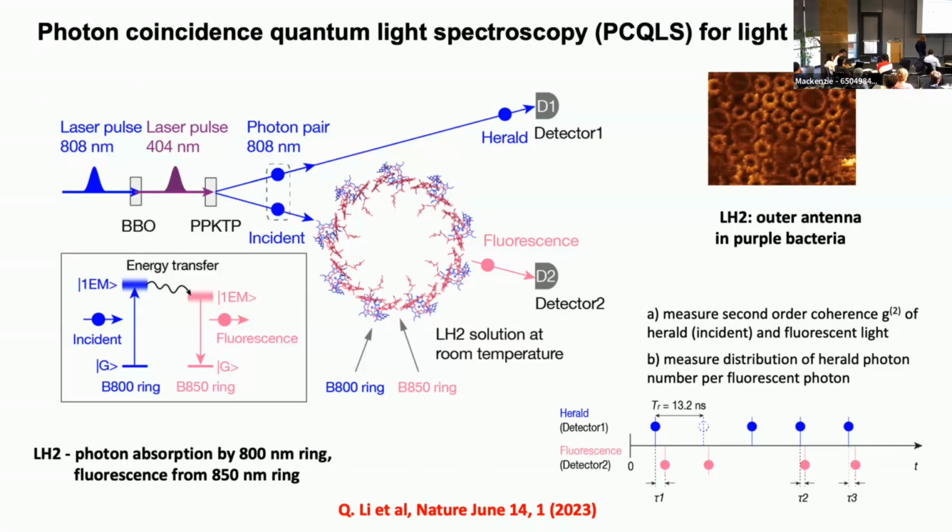So what we do is we have our photon pairs produced by the spontaneous parametric down conversion here. They're produced at 800 nanometers. One goes towards detector 1, which just tells us that yes, a photon pair was emitted. At the same time, the other one is incident on the ring. So we count all of the herald photons at detector 1, and then we count all of the fluorescent photons coming from the B850 ring, and everything's filtered, so we don't have any 800 coming into detector 2. We count the fluorescent photons.